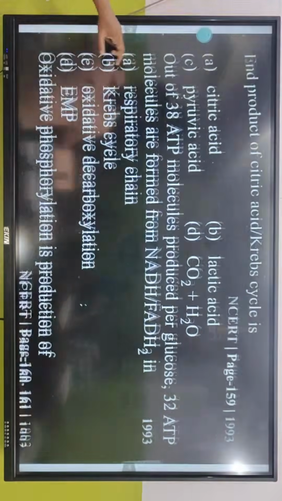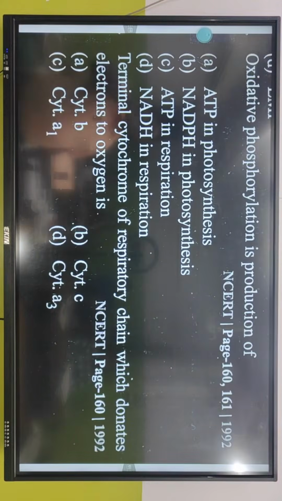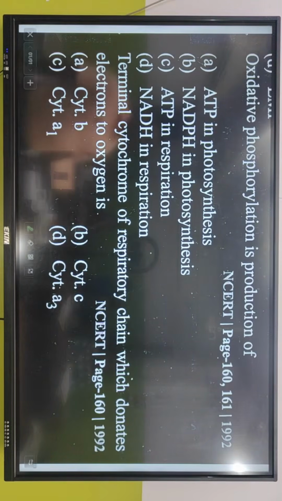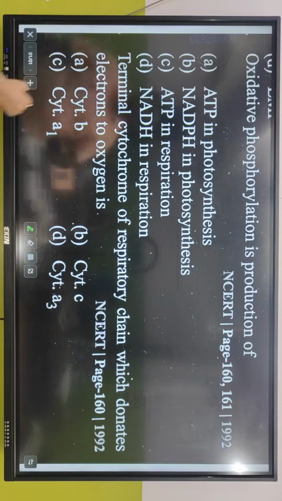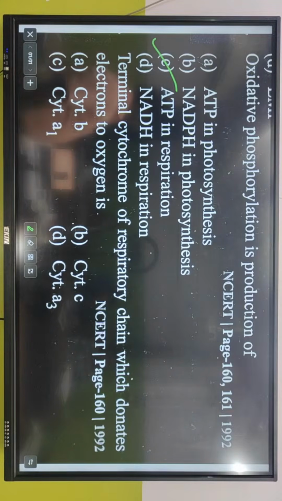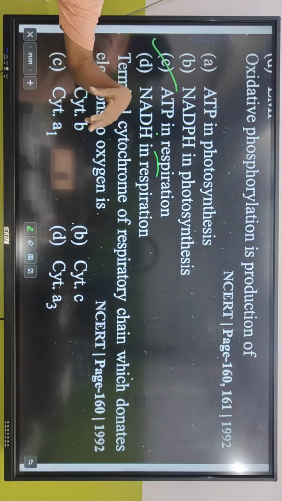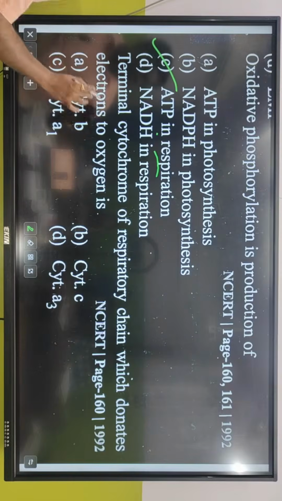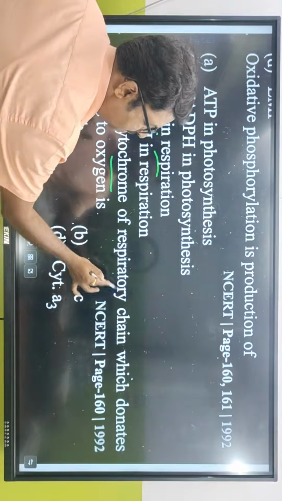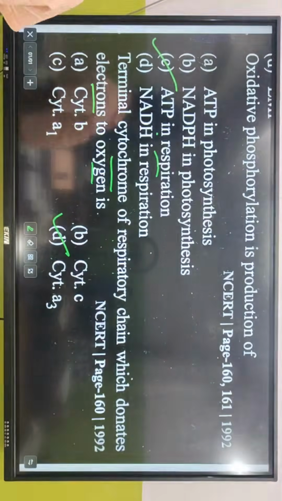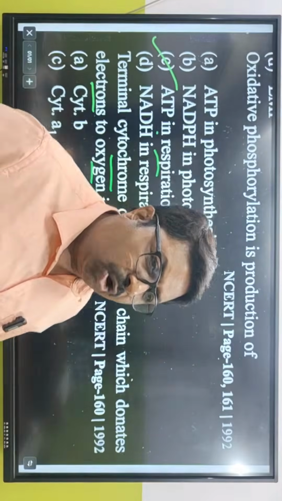Fine. Next. Oxidative phosphorylation is production of ATP in photosynthesis, NADPH in photosynthesis, ATP in respiration, or NADPH in respiration. ATP in respiration. Oxidative phosphorylation is production of ATP, not in photosynthesis. Terminal cytochrome of respiratory chain which donates electrons to oxygen is cytochrome a3.